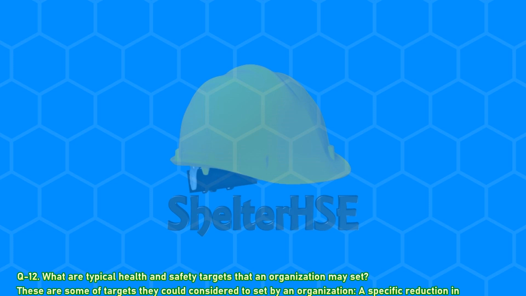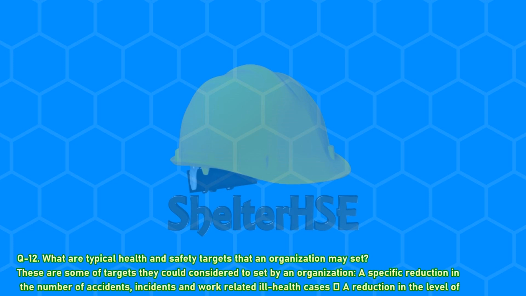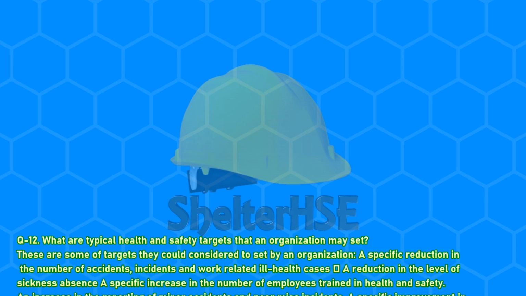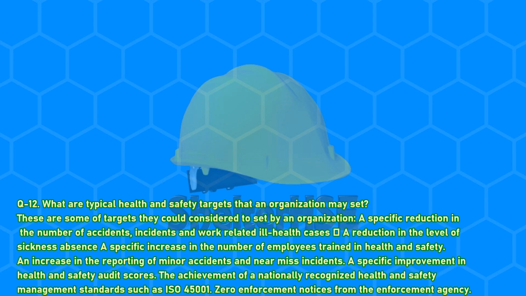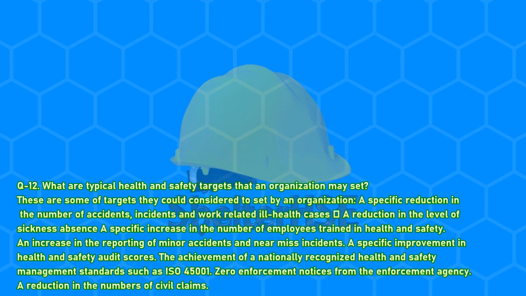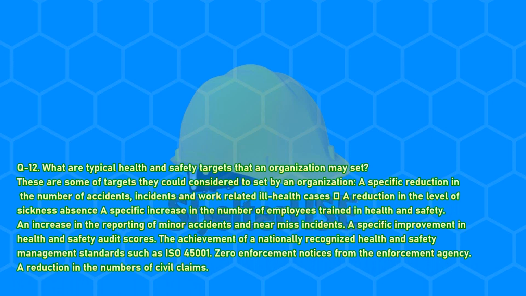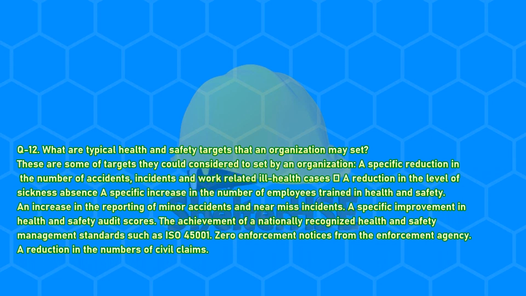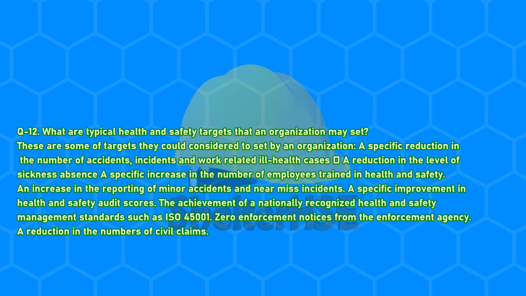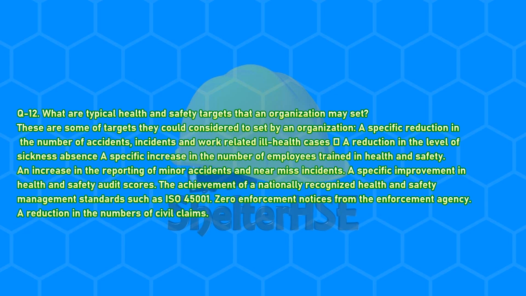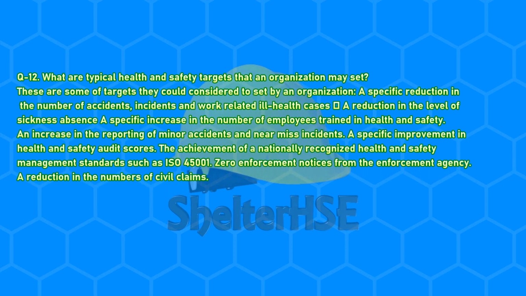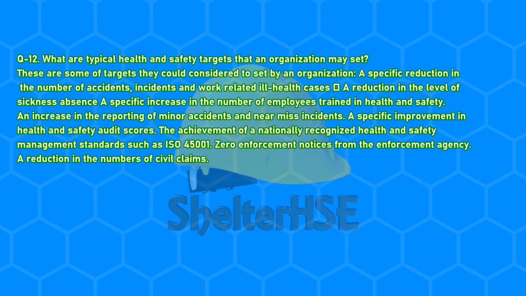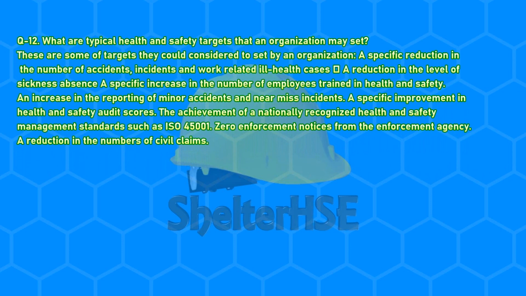Question 12. What are typical health and safety targets that an organization may set? Answer. These are some of the targets that could be considered by an organization: a specific reduction in the number of accidents, incidents and work-related ill health cases. A reduction in the level of sickness absence, a specific increase in the number of employees trained in health and safety. An increase in the reporting of minor accidents and near-miss incidents.